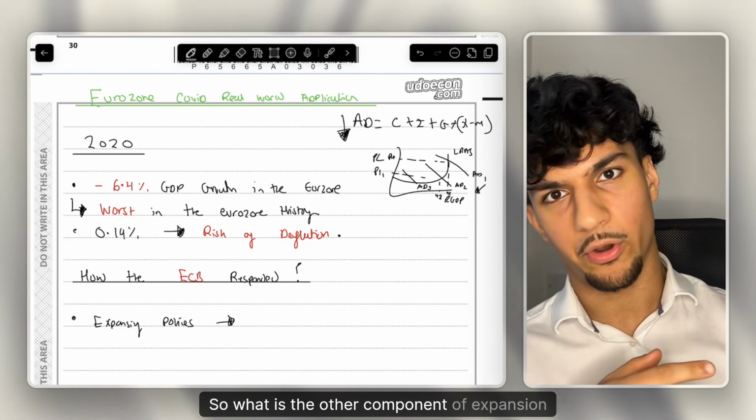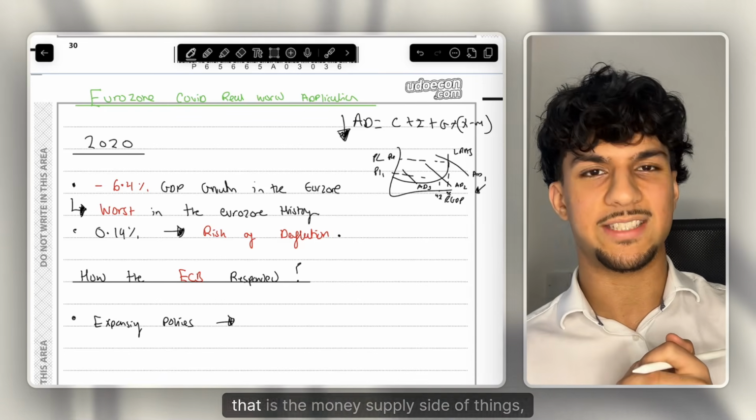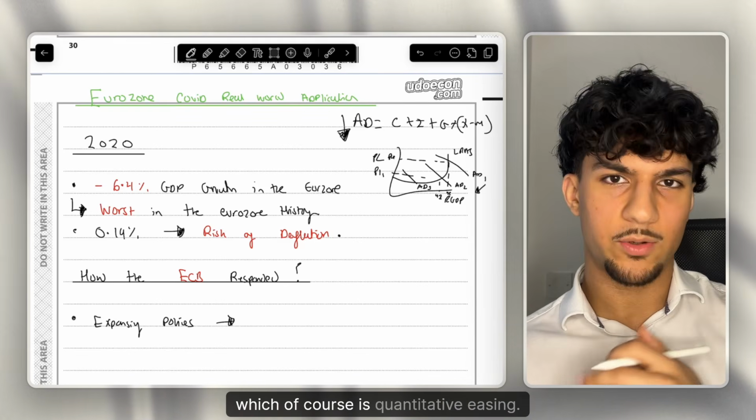So what is the other component of expansionary monetary policy? Of course, that is the money supply side of things, which of course is quantitative easing.